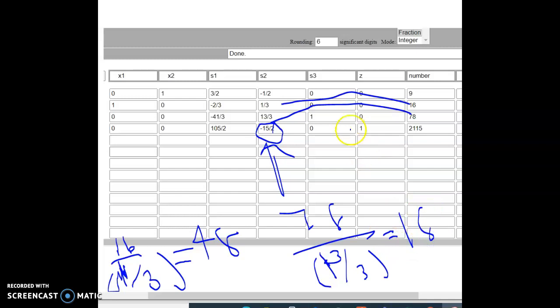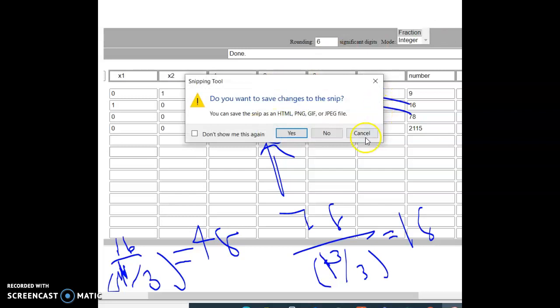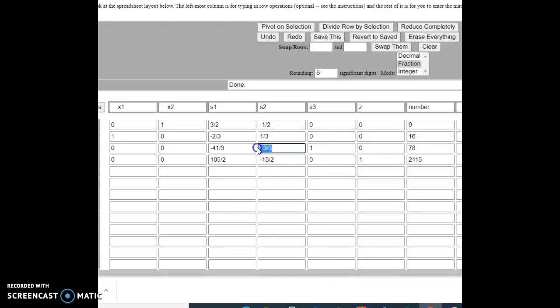So it looks like my 13/3 right here, let me highlight it. It looks like this one gives me my lowest ratio. Again, you cannot pivot on a negative number. So I am going to pivot on my 13/3. So I'm going to go right here and pivot on selection.